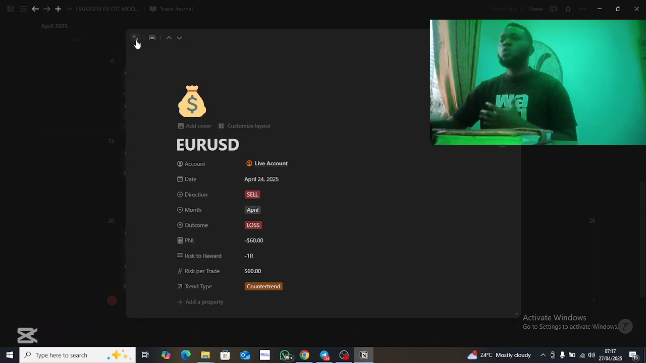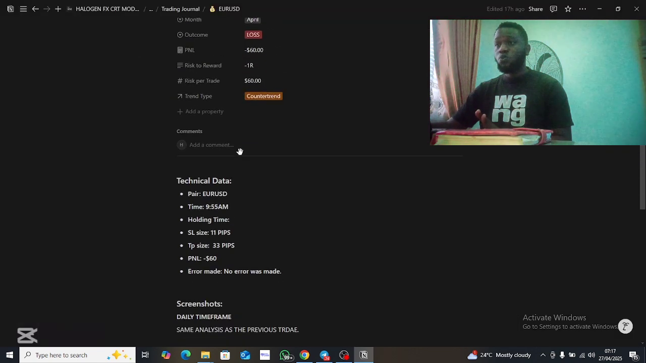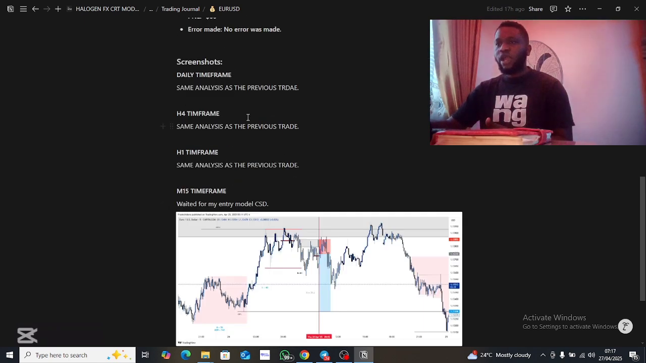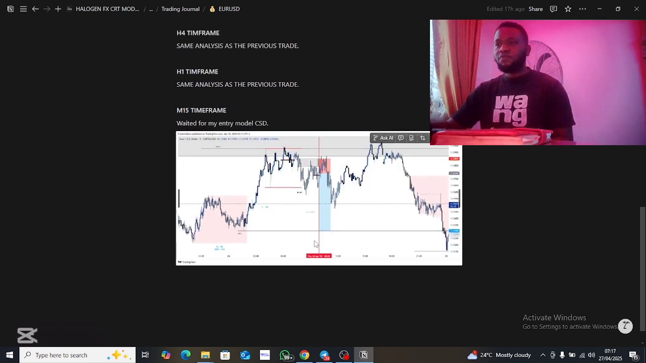Still risking 1%. Still bearish opportunity. Do you understand? So you can see daily time frame, same analysis, H4, same analysis, H1, same analysis. But the difference here is the entry, which is 15-minute time frame.